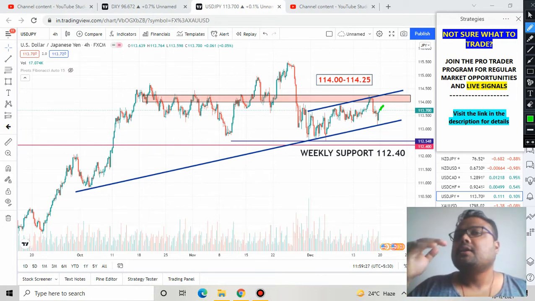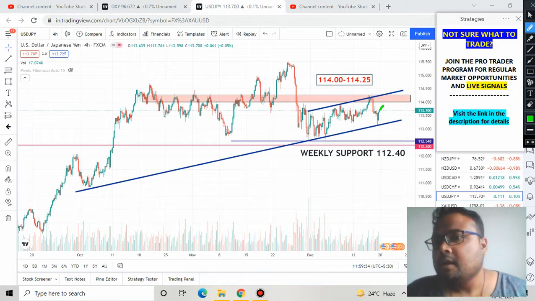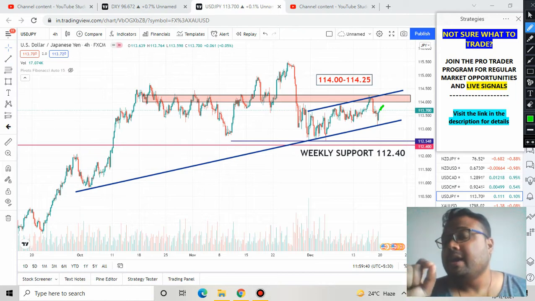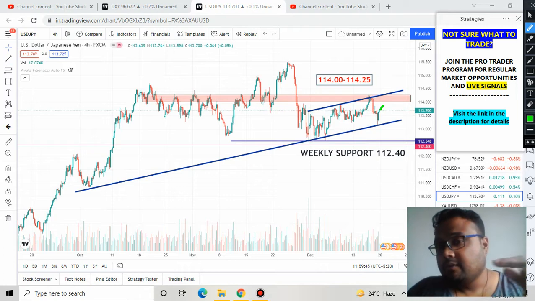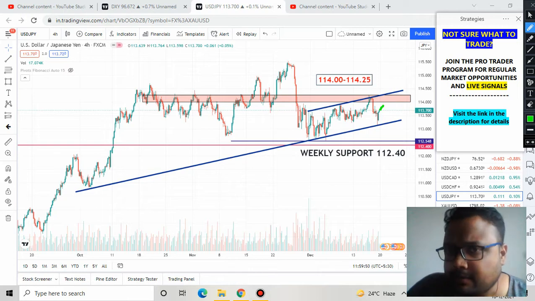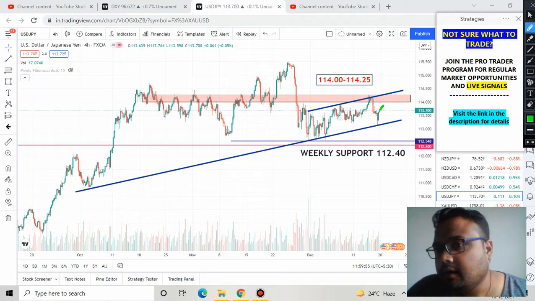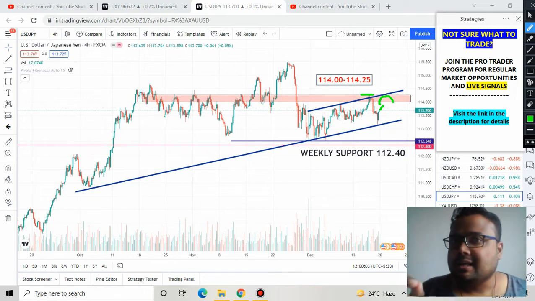But if the market crosses the level of 114, do not think that this is a breakout and the market is about to fly from here. No, do not make the mistake. If the market breaks the level of 114, do not take any buy position. Just wait for the market to reverse again, because as I told you just now, 114 to 114.25 is a resistance zone for the market. So if the market goes up, there is a good possibility of the market reversing from this particular level. Whenever the market reverses from this level, we can take a sell position.